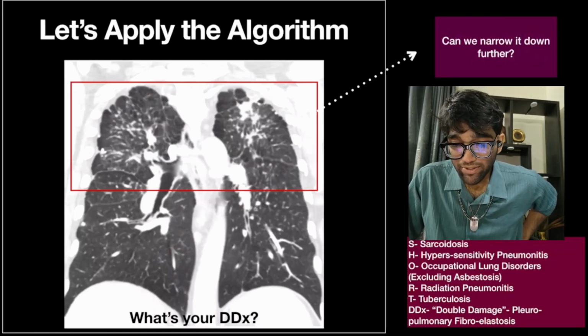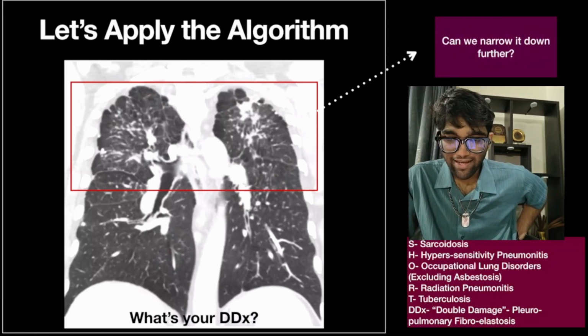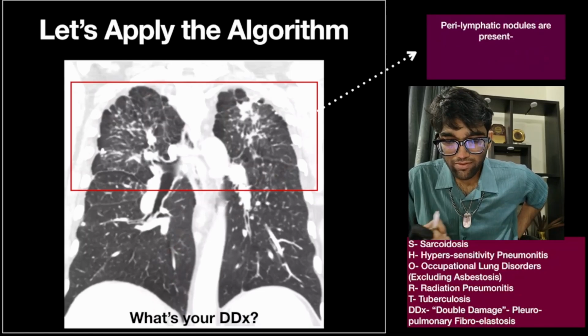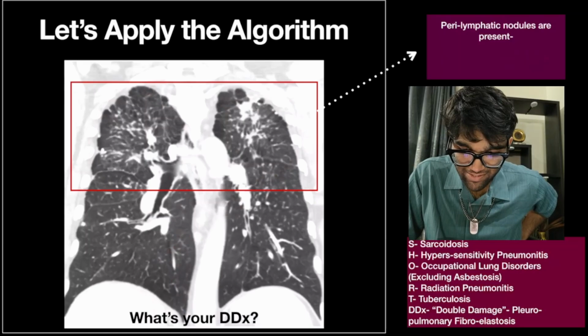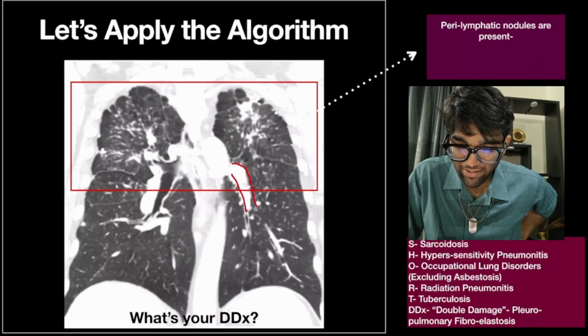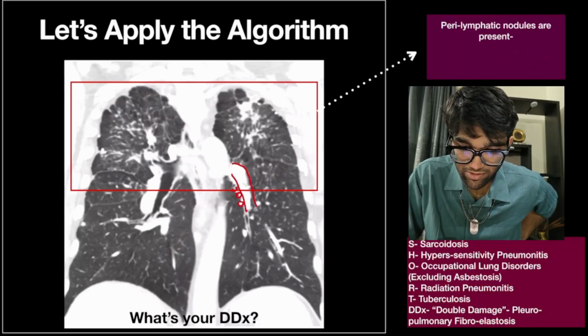So can I narrow it down further? Actually, yes, I can. If you look very carefully, this is a branch of the left pulmonary artery, and you find subtle studding along these branches.